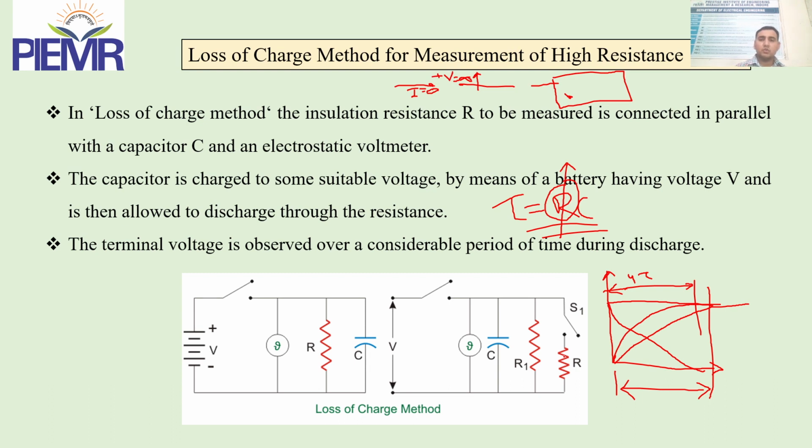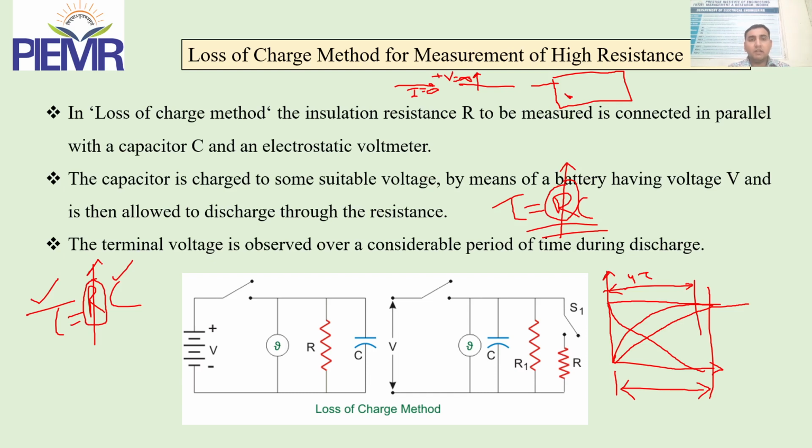So how do we calculate? By the formula tau equals RC. If we know the time taken to charge and we have a fixed capacitance, then depending upon the time taken, we can know the value of resistance. It is one of the accurate methods of measuring high resistance. In this circuit, we have the insulation resistance R to be measured, connected in parallel to the capacitor. Its charging or discharging is measured by an electrostatic voltmeter. The capacitor is charged to a suitable voltage by means of a battery.